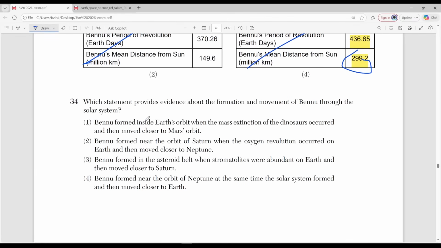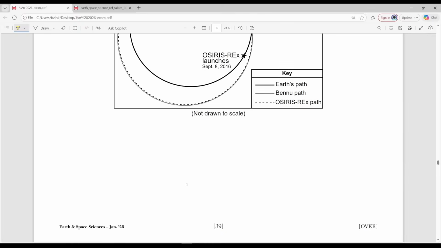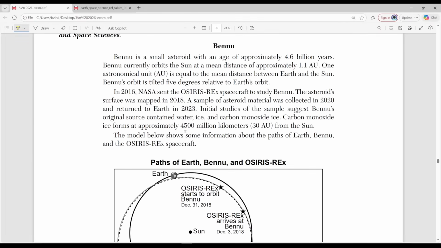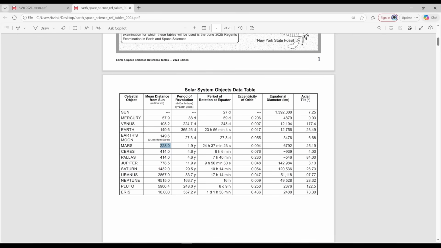All right. Which statement provides evidence about the formation and movement of Bennu through the solar system? Okay. Now, we said Bennu, if 4,500 million kilometers, it had to exist out there. So if we go to there, look, that's out by Neptune.